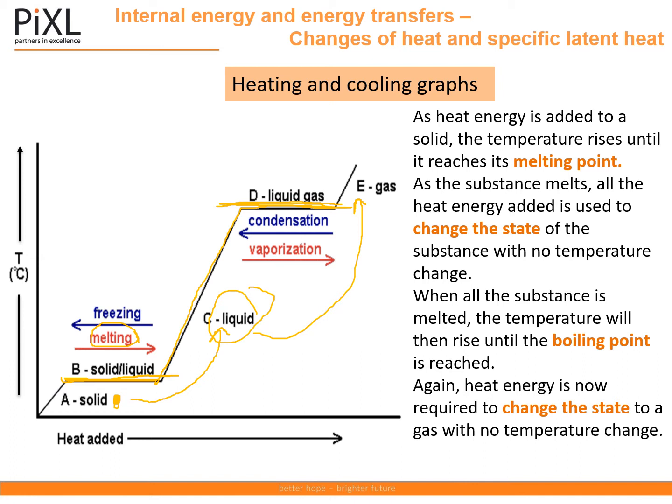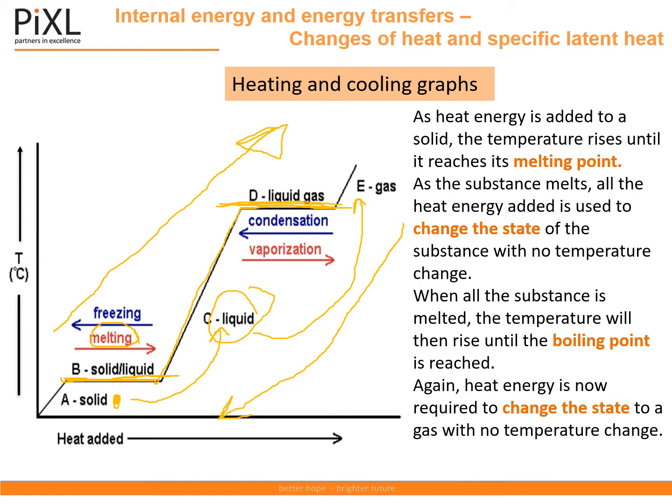Now, this is basically a heating and cooling graph. When we read it from down to up, we look at it as a heating graph because you're going from solid to liquid to gas. However, if we look at it from the top where it's a gas and it goes back down to a solid, so when we're showing freezing and condensation, that's when we call it the cooling graph.